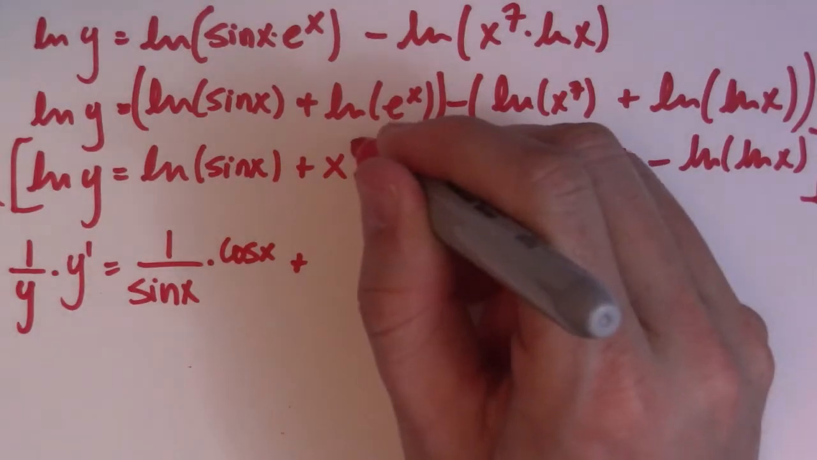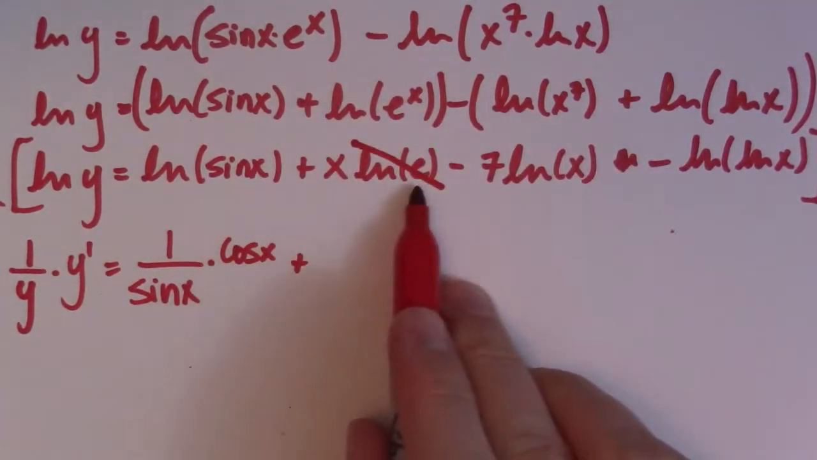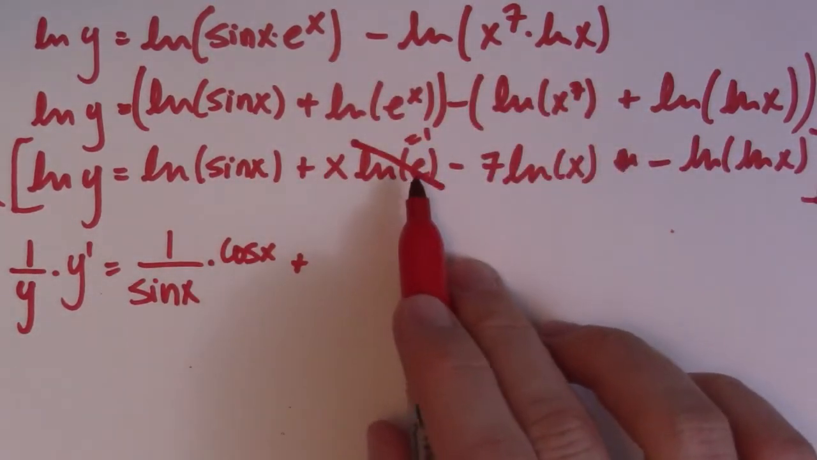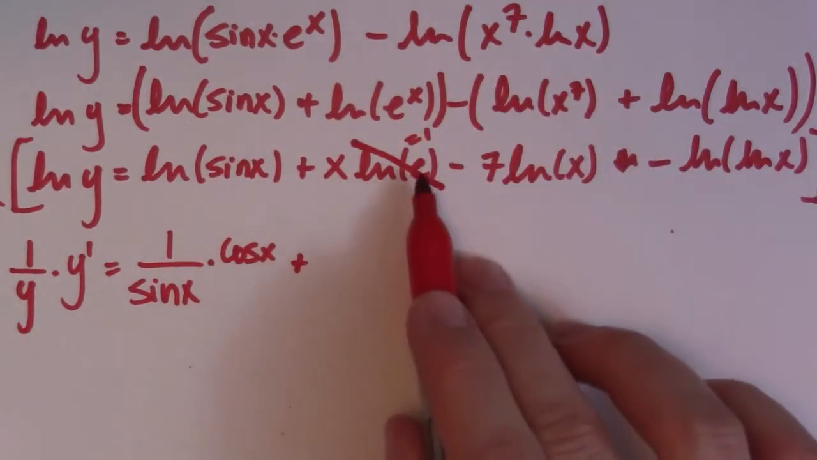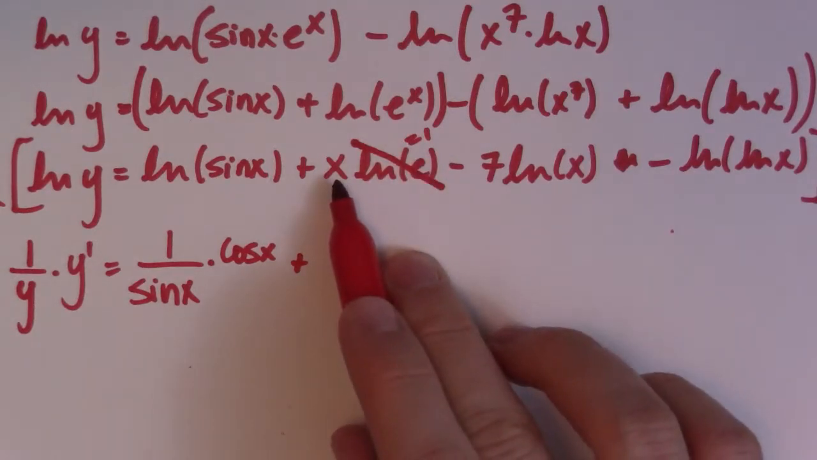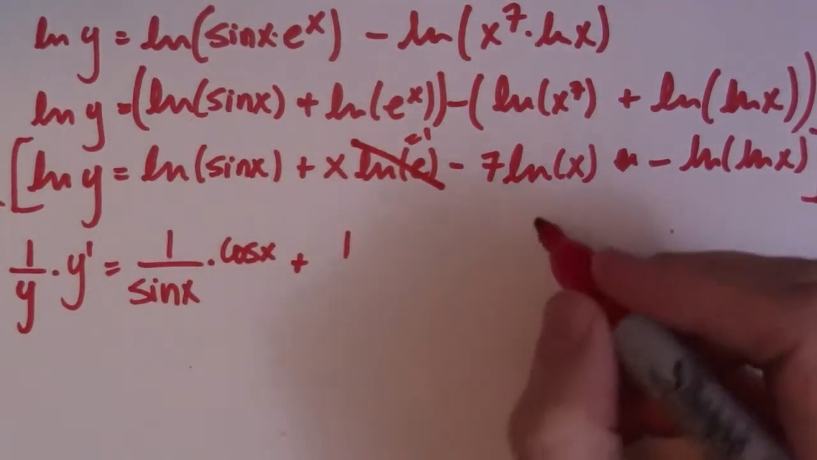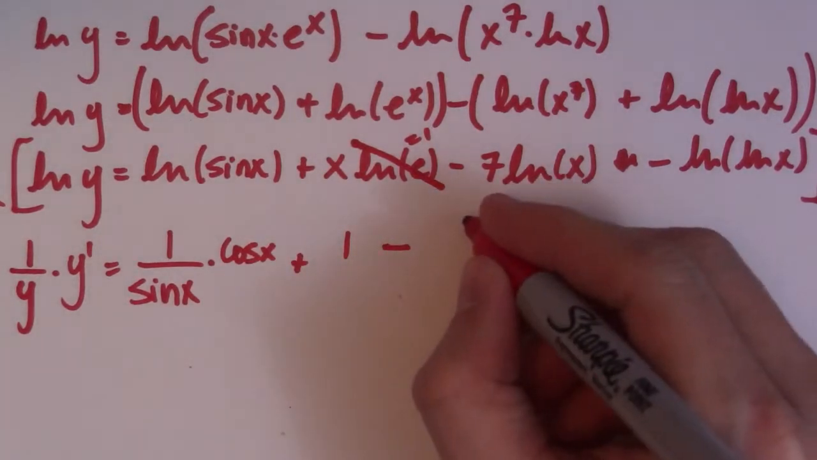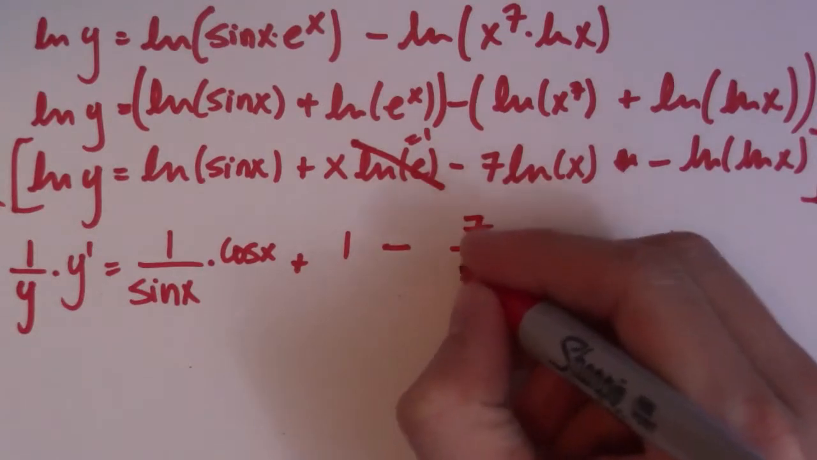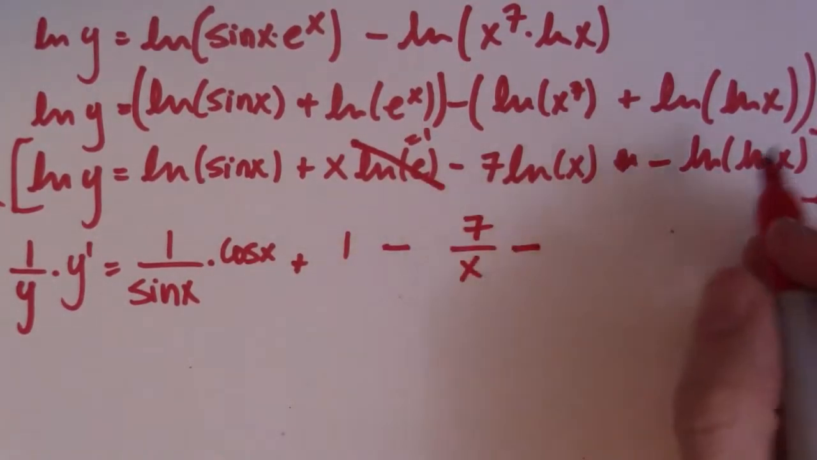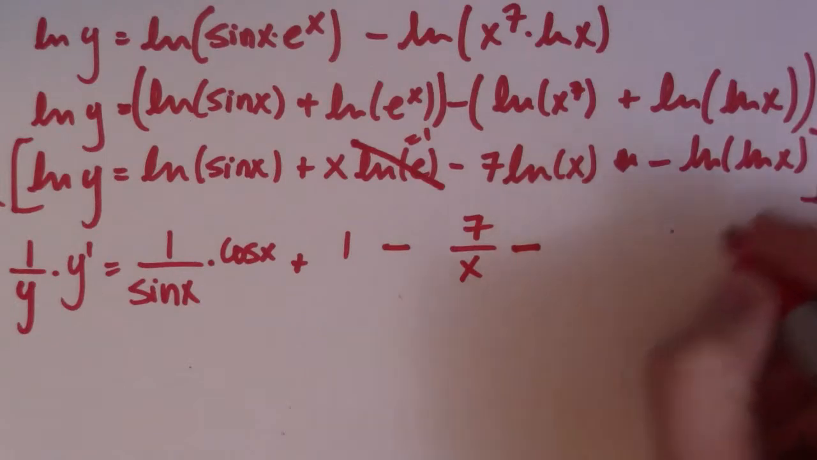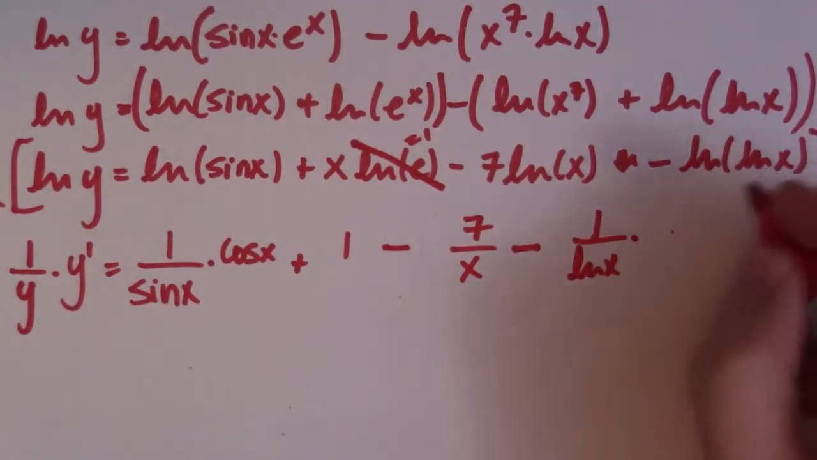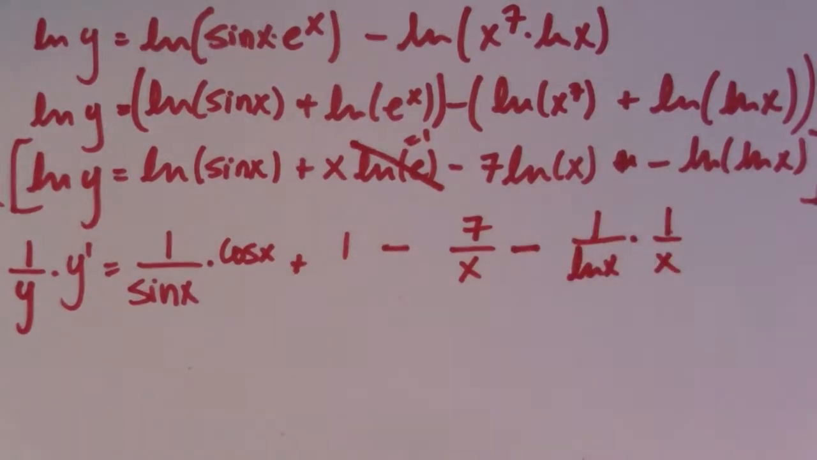So the derivative of this guy, ln e, that's actually 1. The bases are equal because log base e is the same as ln, so that works out to be 1. And then you have the derivative of x, which is just 1, minus the derivative of 7 ln x, that's 7 over x, minus ln x, so the derivative of ln is 1 over ln x times the derivative of ln x, which is 1 over x. So there we have it.